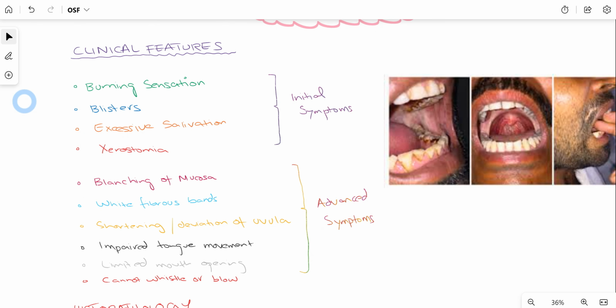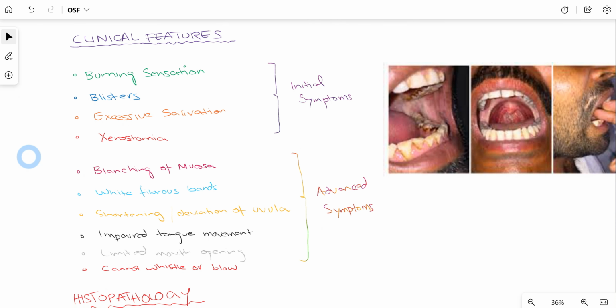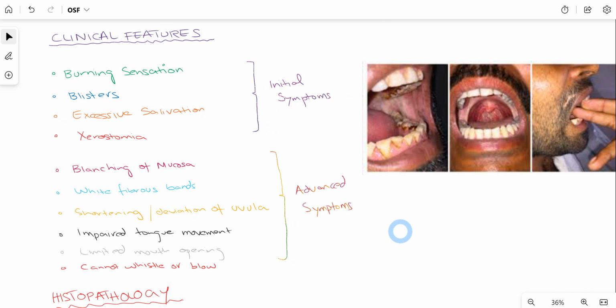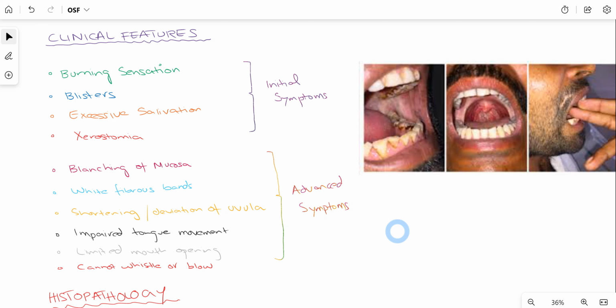Now, about clinical features, one of the most important features, as I've already told you, is the patient suffering from trismus. But there are other symptoms as well, which start when the patient initially begins to complain of a burning sensation in their mouth, because as the areca nut is irritating the entire oral cavity, there will be some burning sensation complaints by the patient. Next, some patients can also complain of blisters in their mouth.